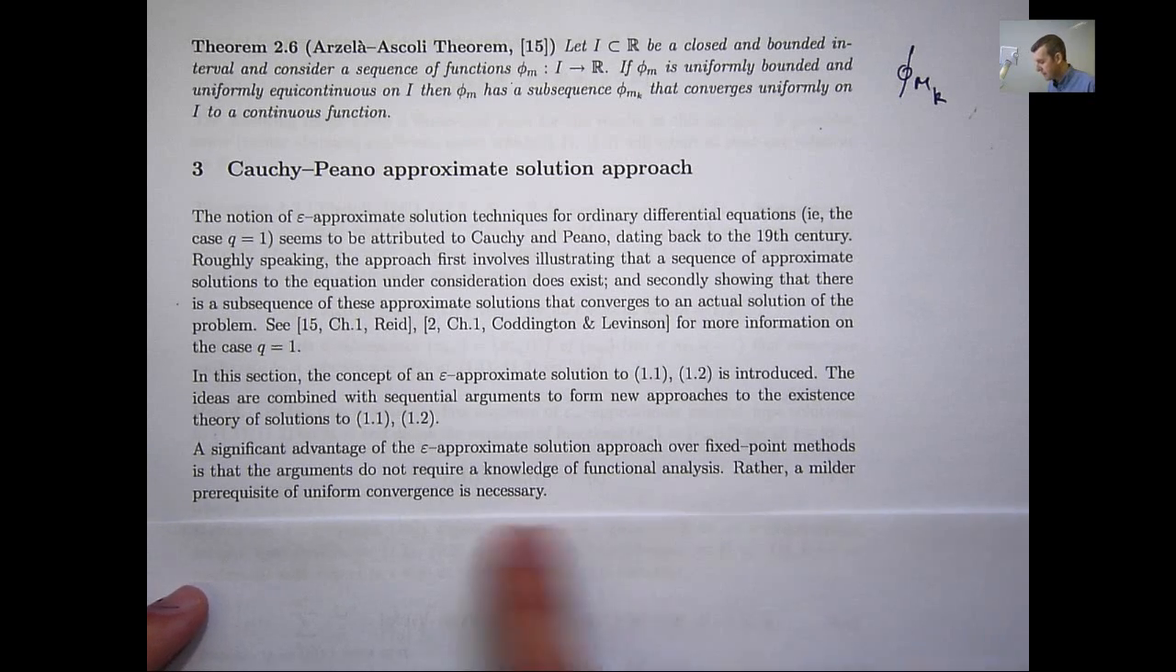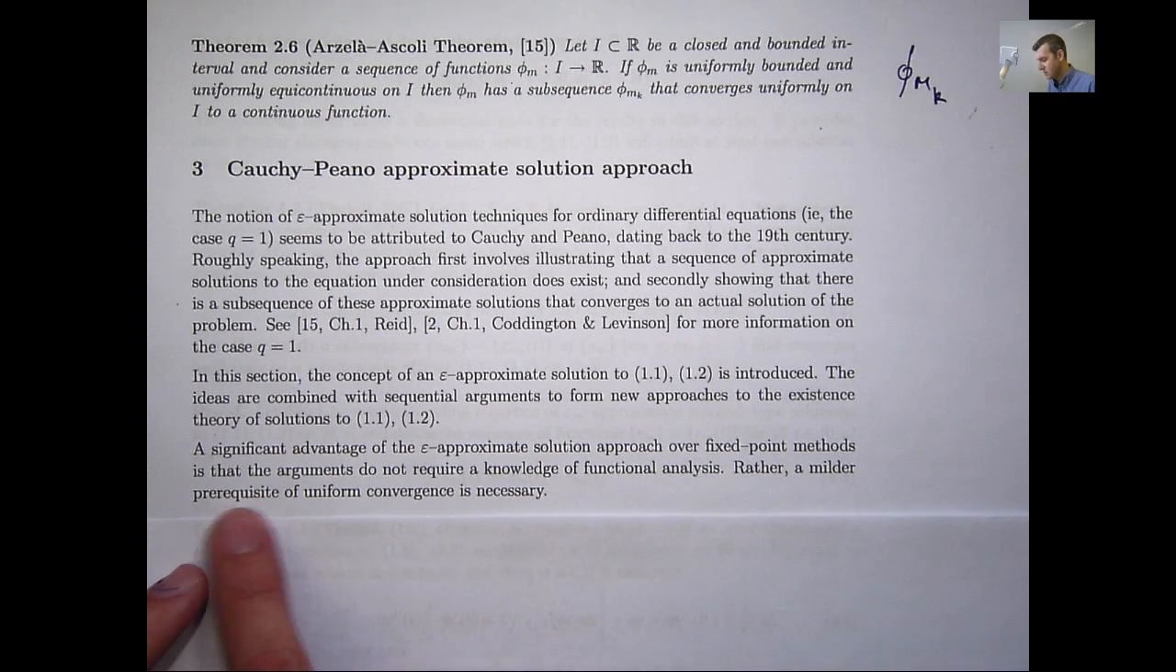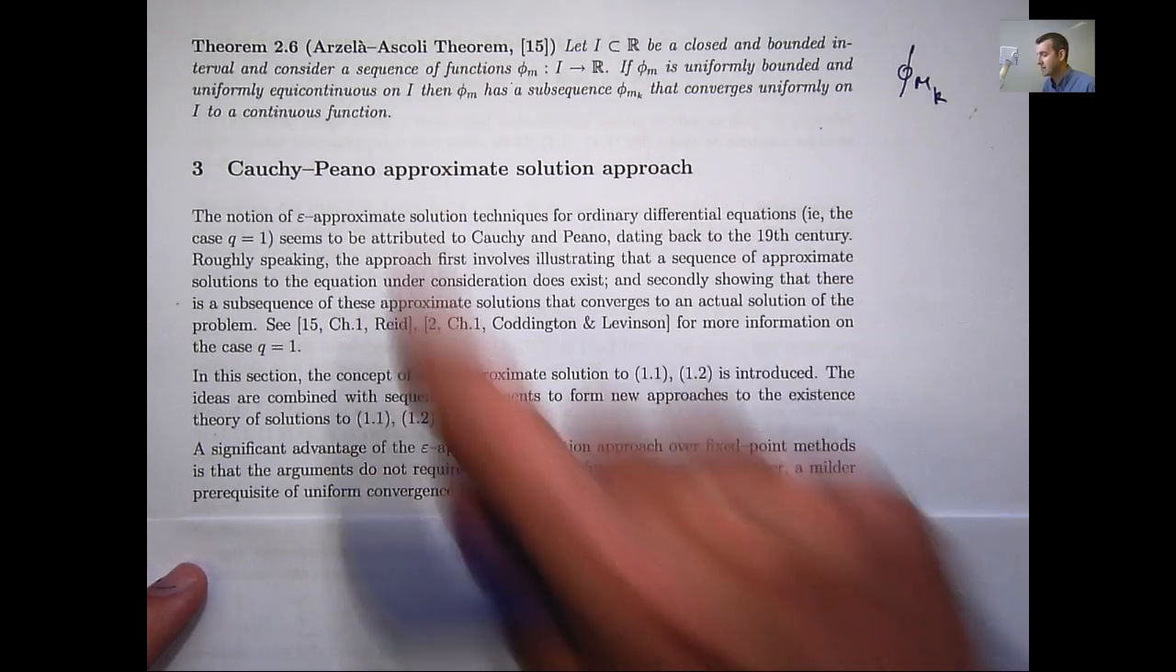Okay, like I said before, an advantage of this approximate solution approach over fixed point methods is that the analysis is reasonably basic. Okay, so all you really need to know is some idea of uniform convergence and the Ascoli Theorem.